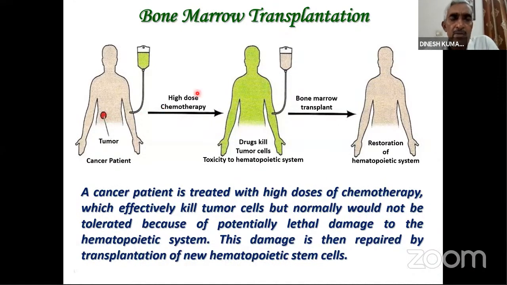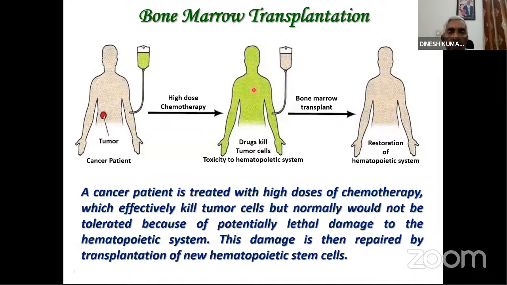What is the therapy? You have heard the name chemotherapy. A high dosage of chemotherapy is given to eradicate these tumorous cancer cells from the body. In due course, when high-dose chemotherapy is given, along with these tumorous cells, other body cells are also damaged by the chemotherapy. And the hemopoietic system, the bone marrow hemopoietic system, is also disturbed.